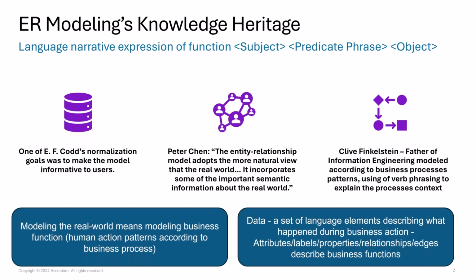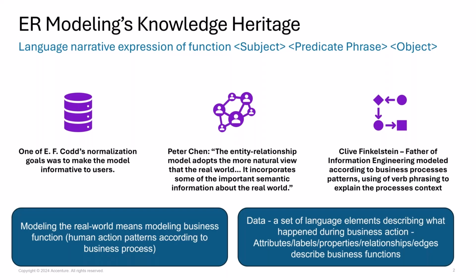So entity relationship modeling's heritage is really one of language or semantic modeling, just as knowledge modeling is. And indeed, entity relationship modeling, UML, and knowledge graph all share the same constructs of knowledge. And that's really the subject, predicate, and object, verb phrase, phrasing of one entity to another, along with the definitions of those things.